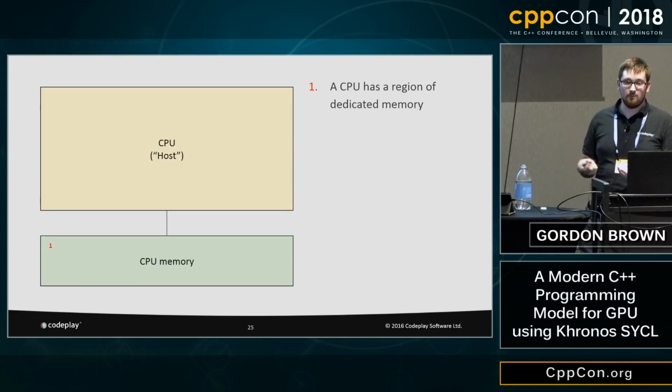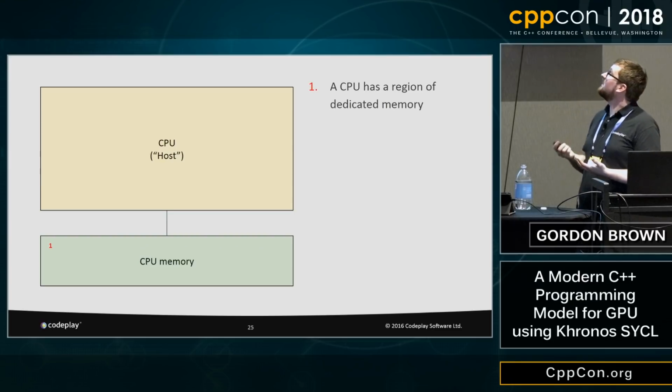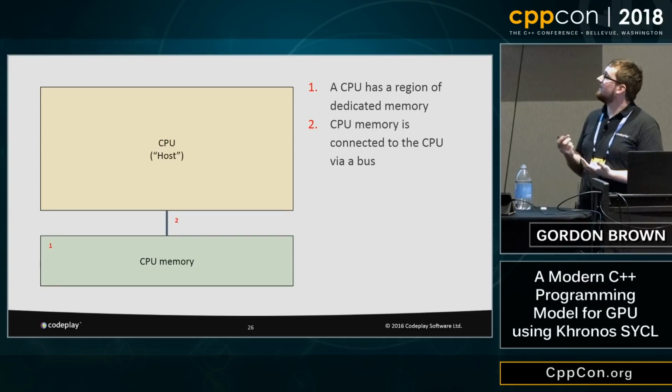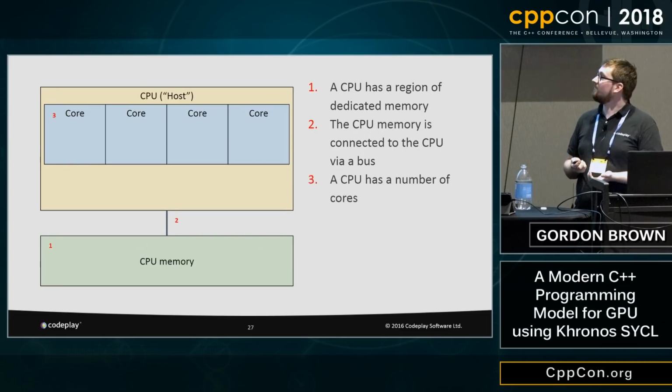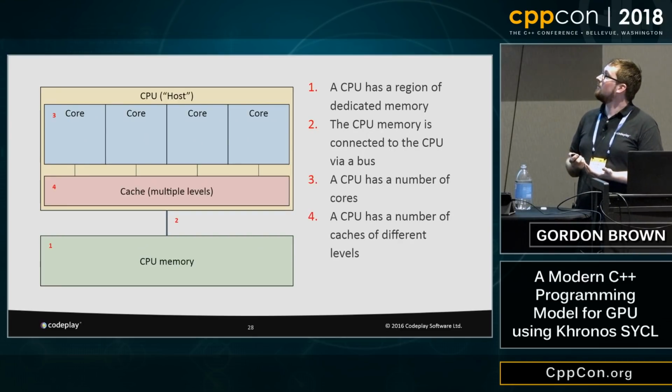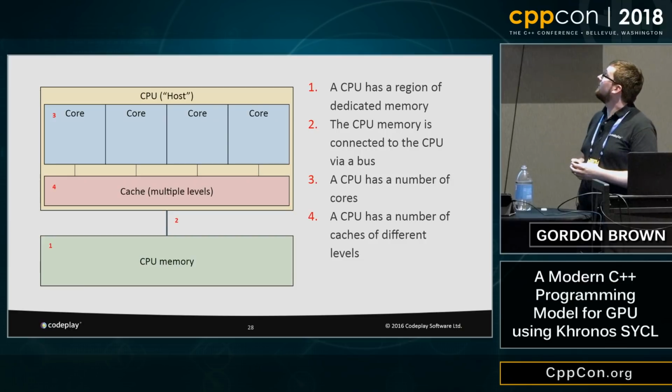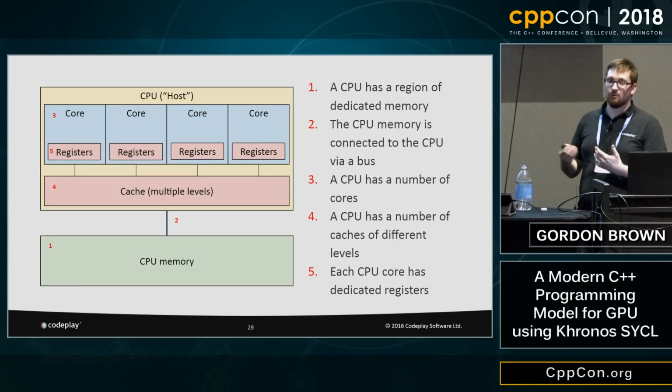So, quick summary of the CPU. I'm sure everyone's quite familiar with this. The CPU has a region of dedicated memory, DDR, connected to the CPU via a bus. Then you have a number of cores, and a number of layers of cache, generally L1, L2, L3, which can vary.